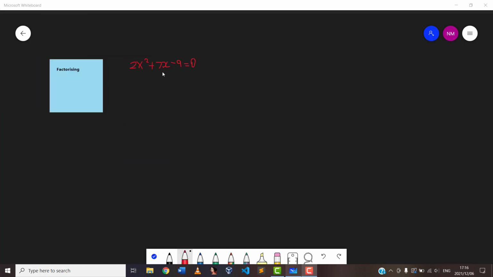Right, so let's try factorize this equation and hence solve for x. So remember how we factorize, we multiply this coefficient with this term over here. So let's first do that.